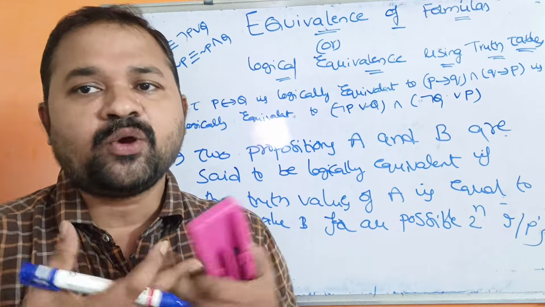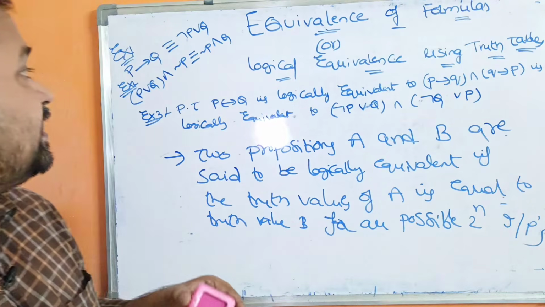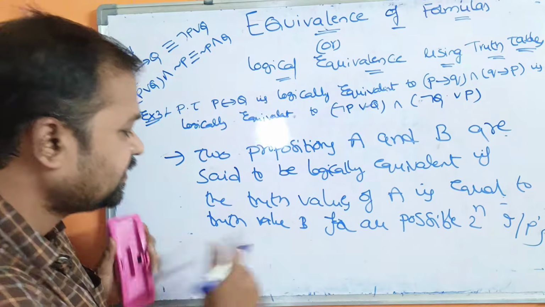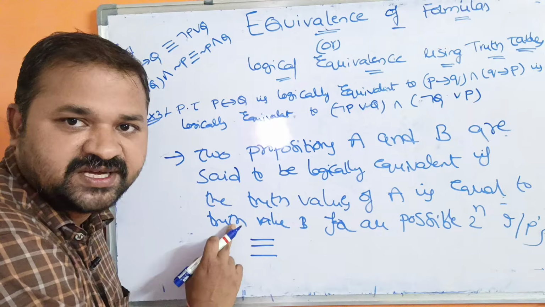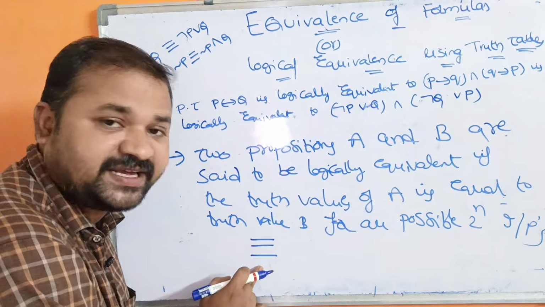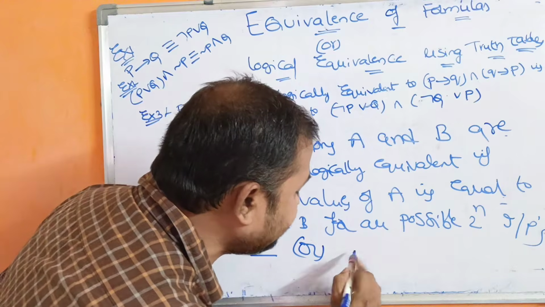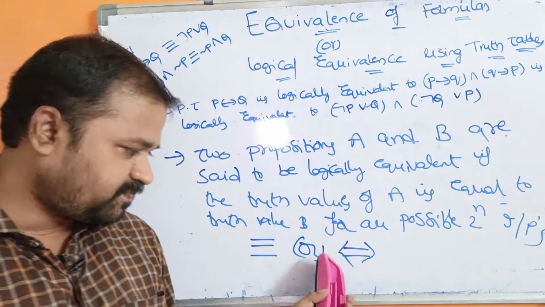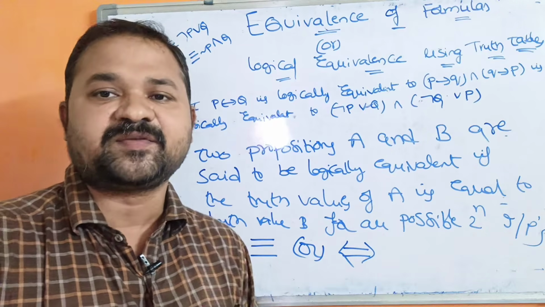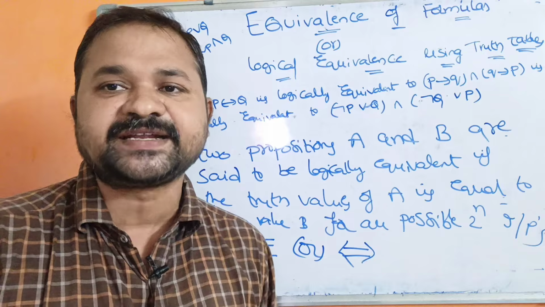Now let's see how we can denote equivalence. We can denote the equivalence using two symbols. The first symbol uses 3 horizontal lines. By using these 3 horizontal lines we can represent equivalence, or we can use the biconditional operator, with 2 horizontal lines and left and right angular brackets. We can use these two symbols to represent equivalence.